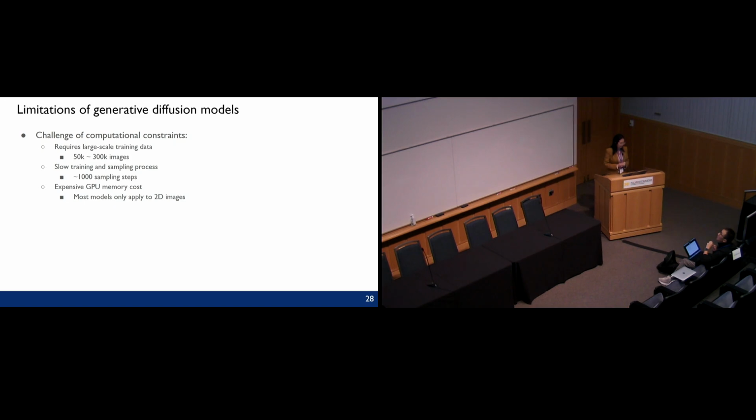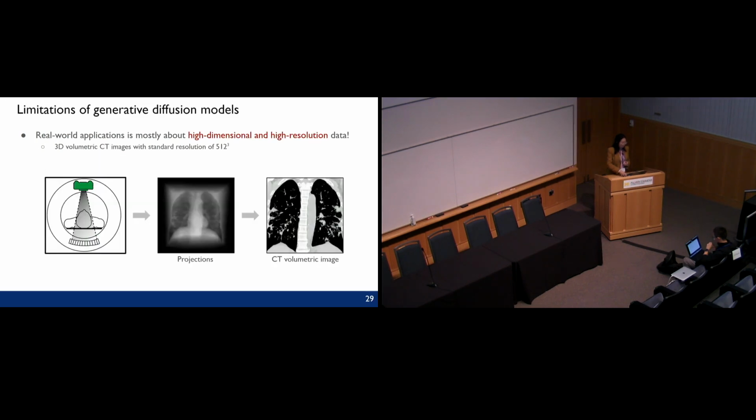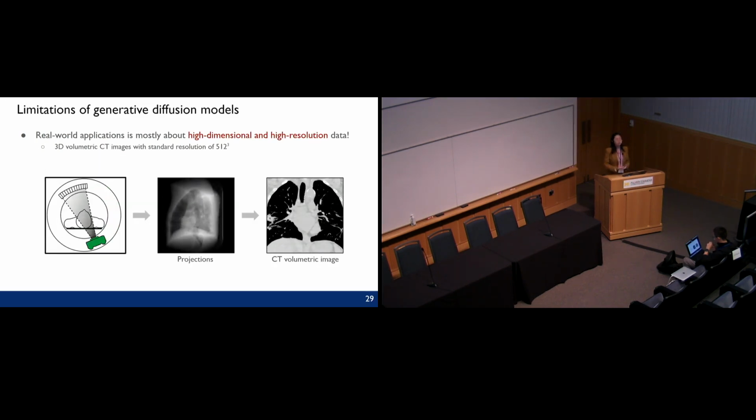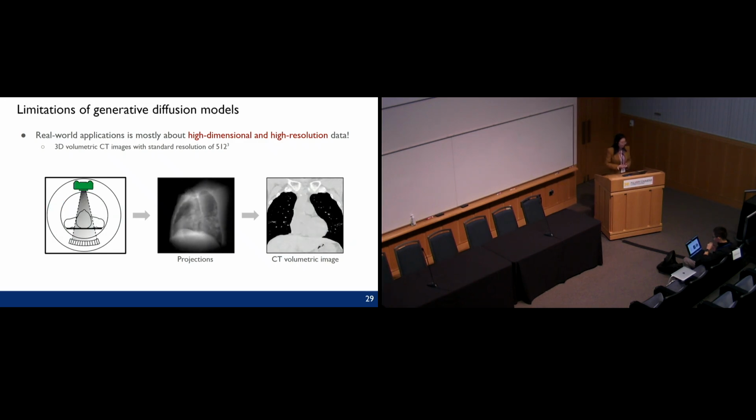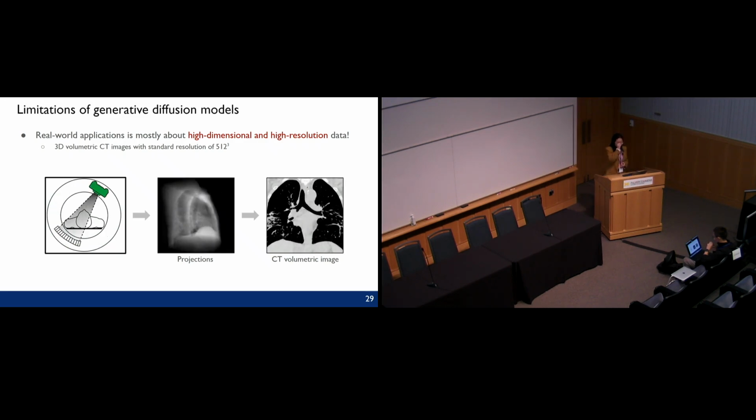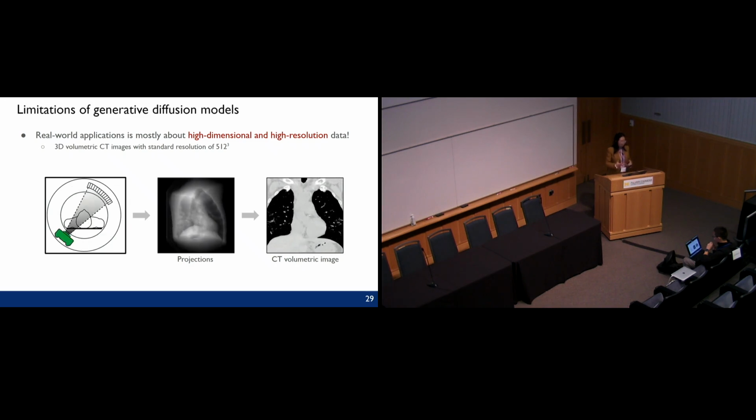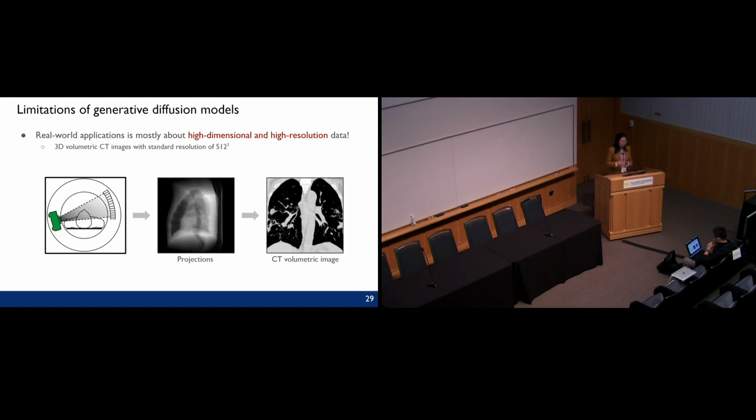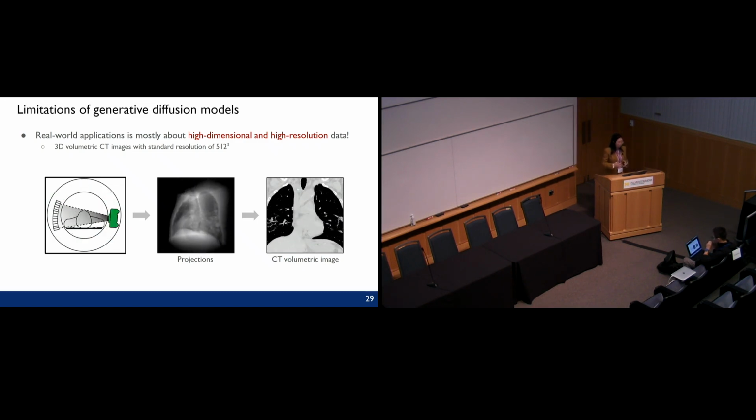It's also pretty expensive in GPU memory cost. That's also the reason why most current works can only apply to 2D images at decent or low resolution. These challenges make it pretty hard to apply this methodology to real-world scientific or medical applications, because in the real world we are mostly dealing with high-dimensional and high-resolution images. For example, in standard CT imaging, that is 3D volumetric CT, with the standard resolution of a 512 cube, it's very hard for current diffusion models to be easily adapted to this large scale of data.